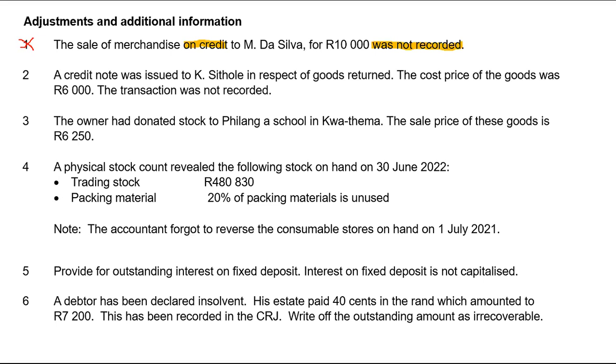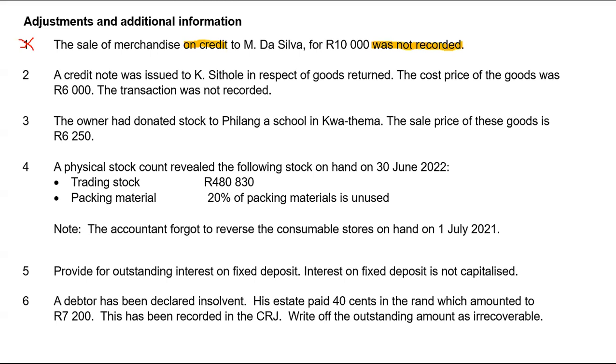Adjustment two says that a credit note, and this is where you go back to grade 9 as well as grade 10, a credit note was issued to K Sithole. So we are the ones issuing a credit note to K Sithole. When we issue a credit note, it means that we are accepting the returns by the debtor. So the debtor is returning goods, in respect of goods returned by K Sithole. The cost price of the goods was 6,000 rand. Interesting. And then they say the transaction was not recorded. Now, we need to record it.